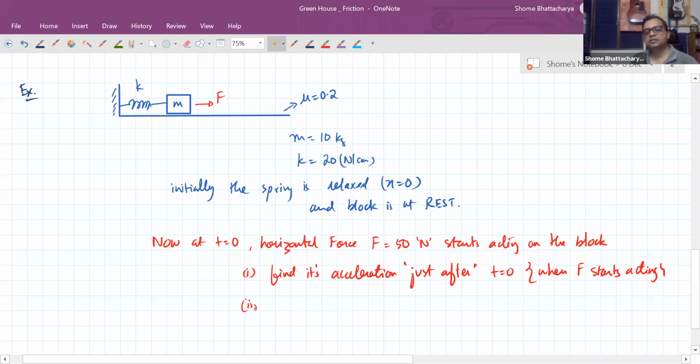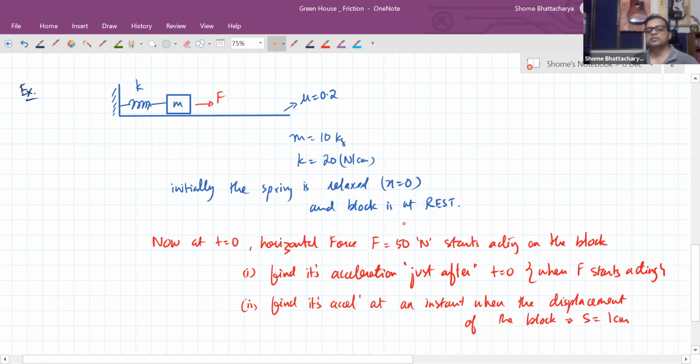And secondly, find its acceleration at an instant when the displacement of the block equals 1 centimeter. By the time the displacement of the block has become 1 centimeter. We'll include spring force also in the dynamics here.